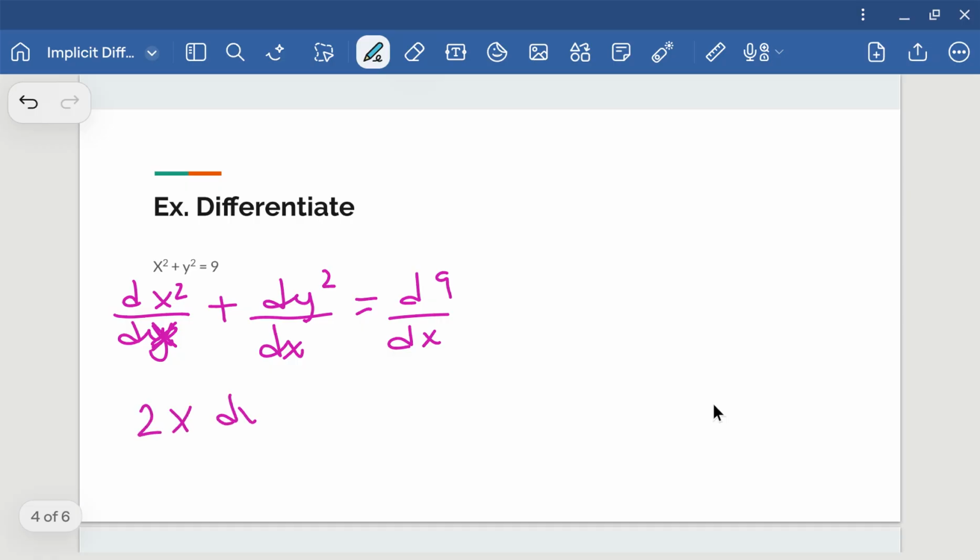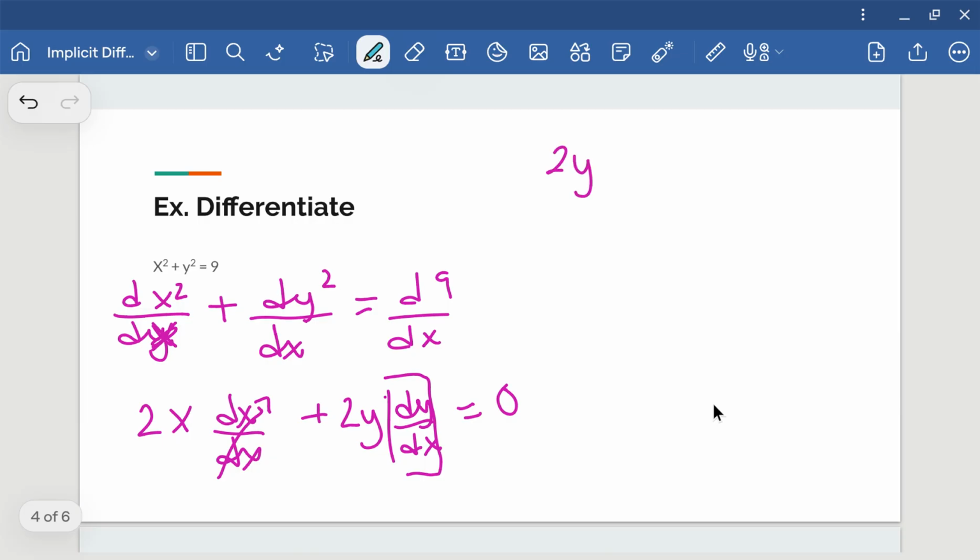Once I've taken it, it's dx over dx, which we'll start to see you don't actually need to write down because that's just 1. If I take the derivative of y squared, it's 2y, and then dy over dx, so that does not cancel. And then if I take the derivative of 9, it equals 0. So now once we have this, our goal is to get dy over dx alone. So we're going to move the 2x to the other side. So you'll have 2y dy over dx equals negative 2x.